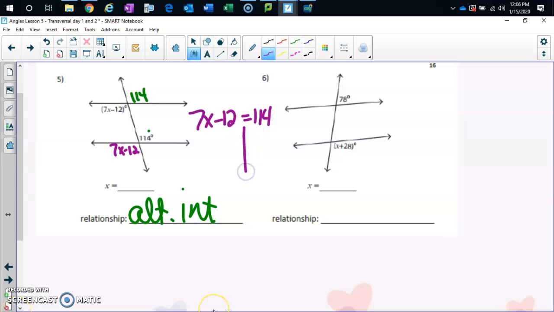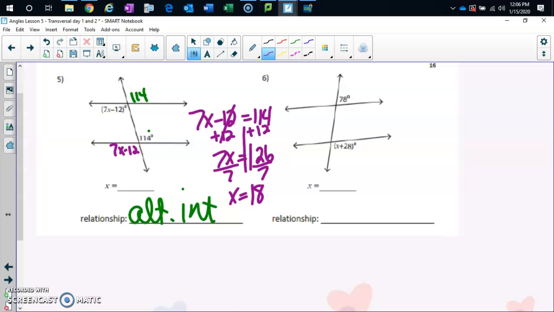How do I solve this? What do I do, Emma? Add 12 to both sides. 7x equals what? 126. Divide by 7. Good. And I end up with x is what? What's 126 divided by 7? 18.